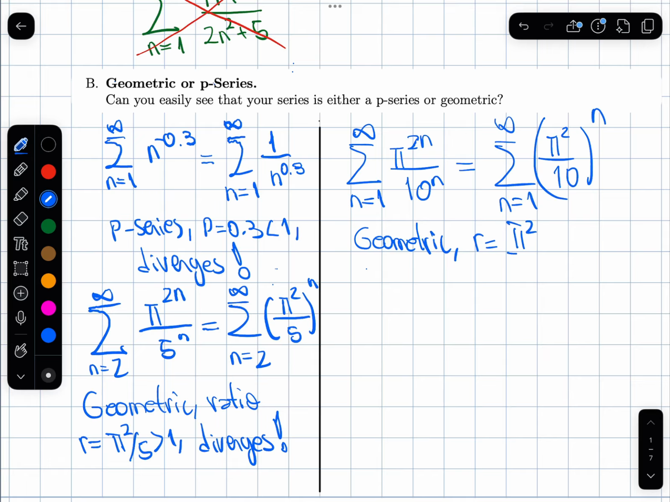Ratio is going to be pi squared over 10, and I don't know whether this is more or less than 1. If I have a calculator with me, I can estimate it. If I don't have a calculator with me, I can just do like 3.1 squared, see if it's far enough away. And let me use my calculator now, and that is about 9.859 over 10, which is less than 1. So it converges.